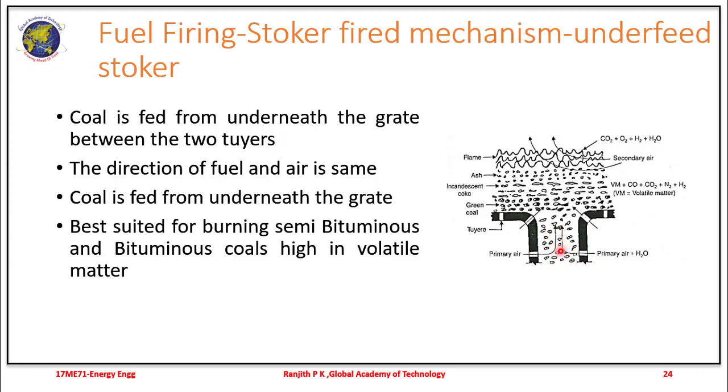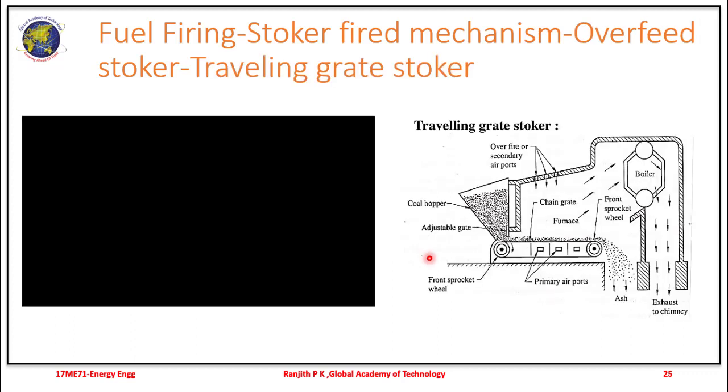There is a tube through which the coal is fed, and the air is also supplied from the bottom. So essentially the direction of the fuel and the air is the same, and this is very suited for burning semi-bituminous and bituminous coals, which usually have high volatile matter. So having understood how the feeding mechanism works, we now look at how a traveling grate stoker works. In this traveling grate stoker, there is a coal hopper having an adjustable gate. This adjustable gate can be moved back and forth, and the amount of coal that is supplied for burning is varied.